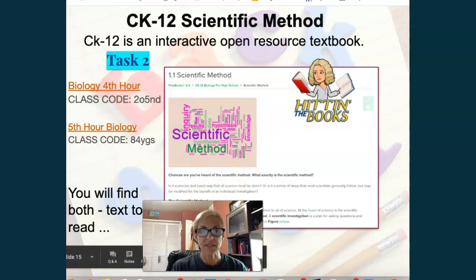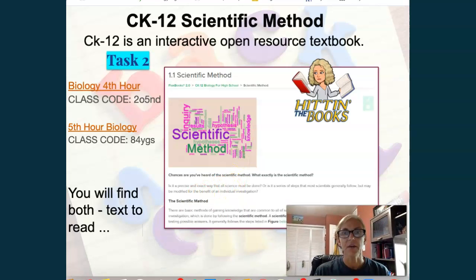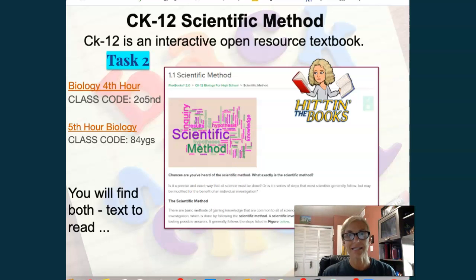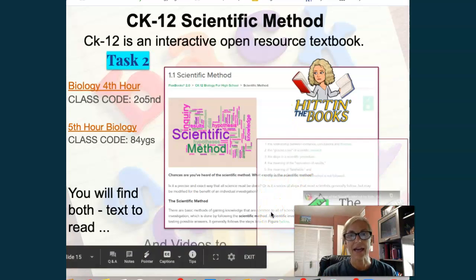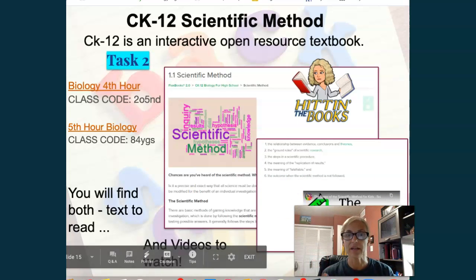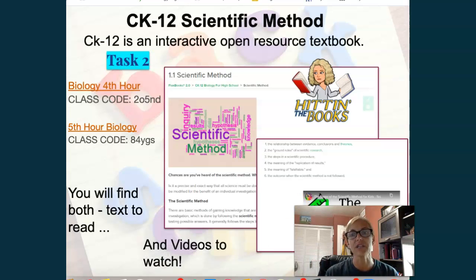So it's going to look like this. We'll find both text, so we're going to read through this portion, and videos. It has some embedded videos throughout the way, and you want to watch each of those videos. So you should brush up on the scientific method. I believe you've been introduced to it in the past.